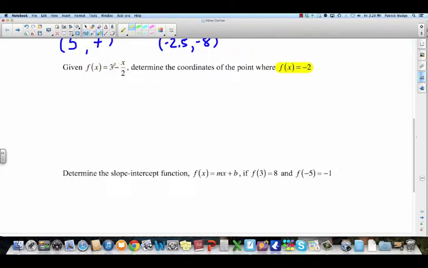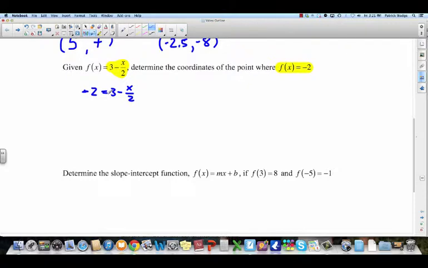This whole amount, 3 minus x over 2, is equal to f of x, and f of x is equal to negative 2. In other words, negative 2, since it's the same as f of x, is equal to 3 take away x over 2. You have to figure out what's the input value for x that would give you an output value of negative 2. So here's an equation that you need to solve.